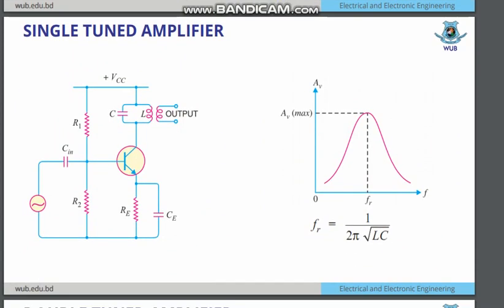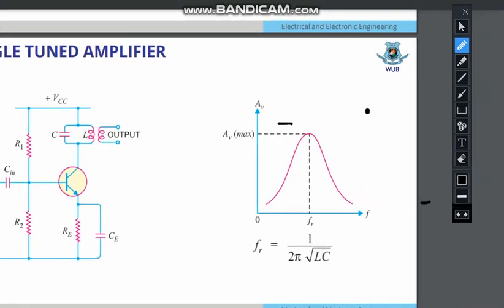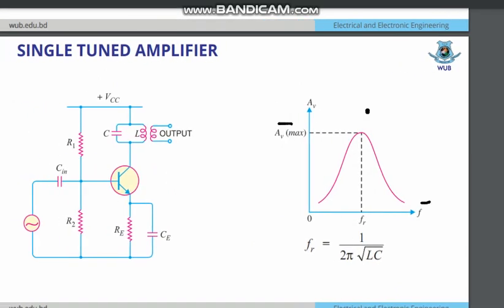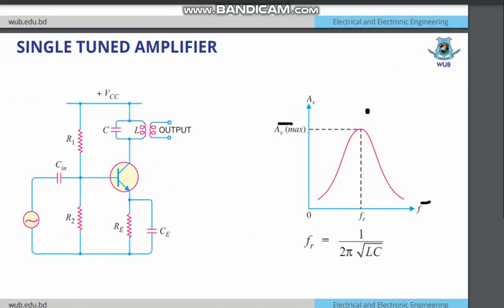Here is a single tuned amplifier. Here you can see there is a single tuning curve, that is the voltage gain AV versus frequency curve. As you can see, we get maximum voltage gain when we operate at the resonance frequency. That is a single tuned amplifier, very much simpler than the previous one.